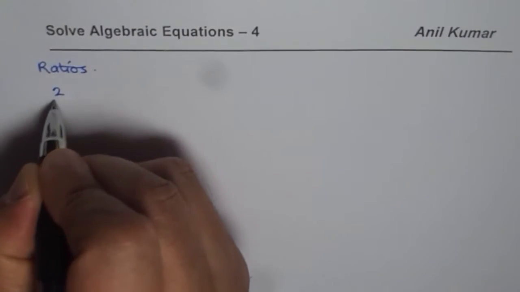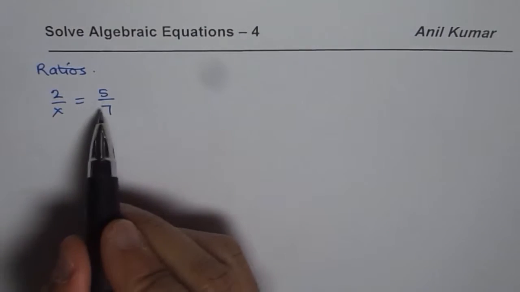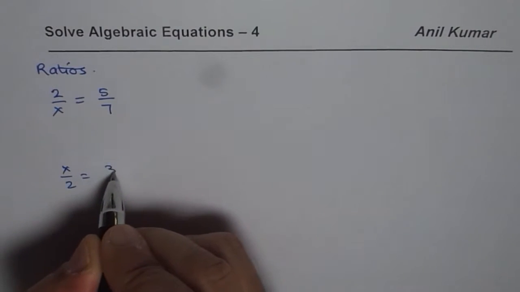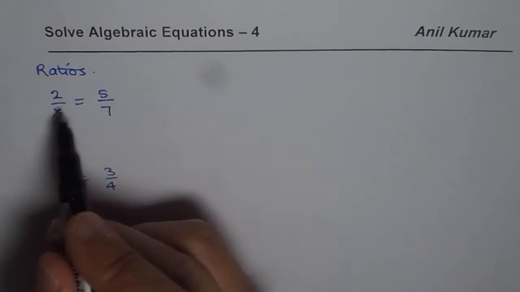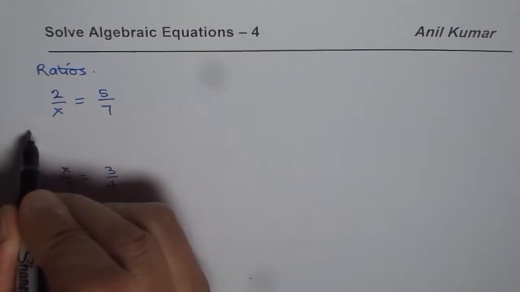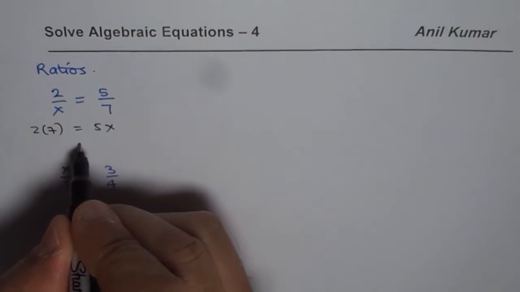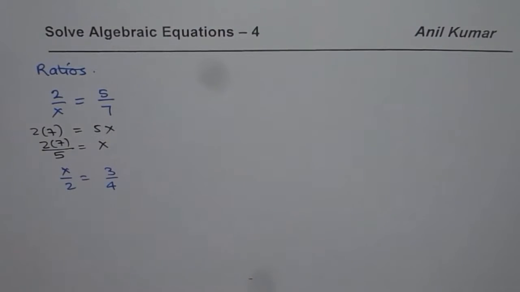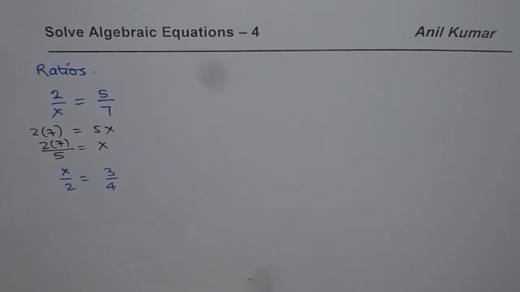Ratios could be, let's say, 2 over x equals 5 over, let us say, 7, right? In that case, how to solve it? We could also have a ratio like x over 2 equals 3 over 4. How to solve this, right? So in such ratios, the first step is to cross multiply. So we get 2 times 7 equals 5 times x. And now we can say x equals 2 times 7 divided by 5. So these are the steps involved. You may provide the answer in fractions or in decimals as the case may be.